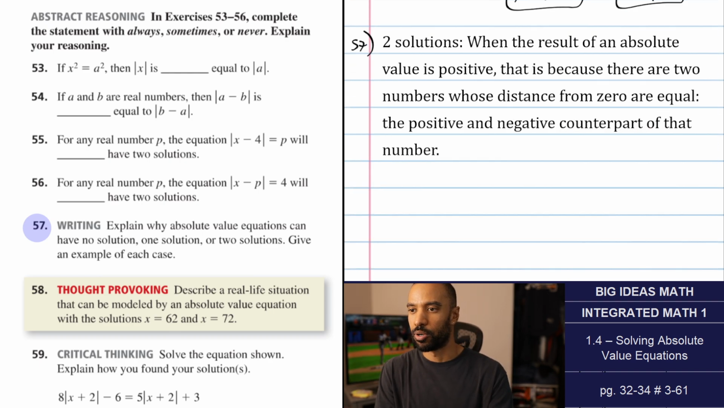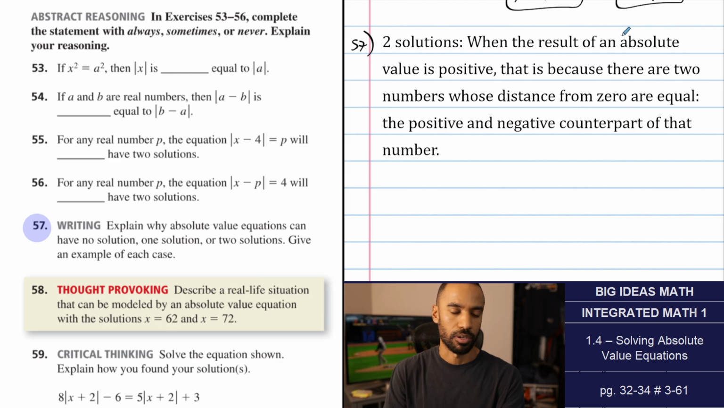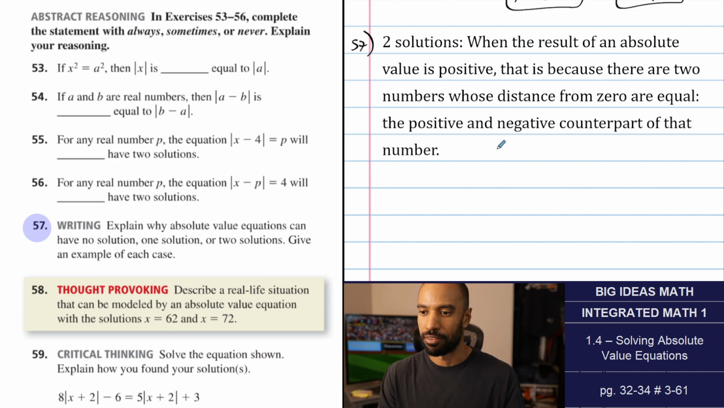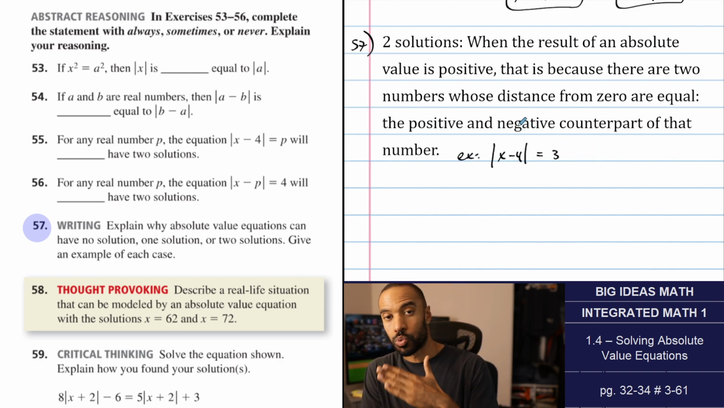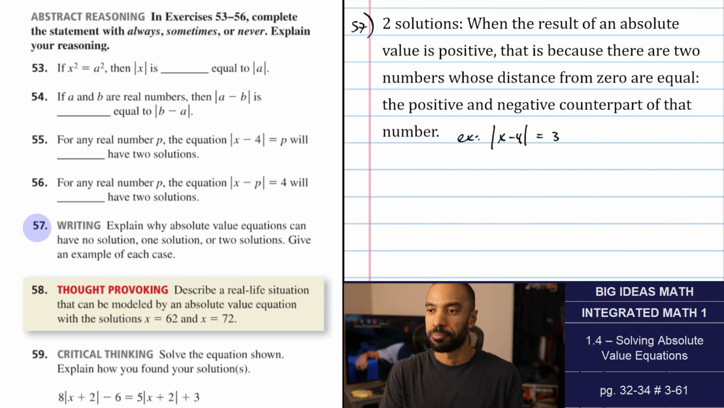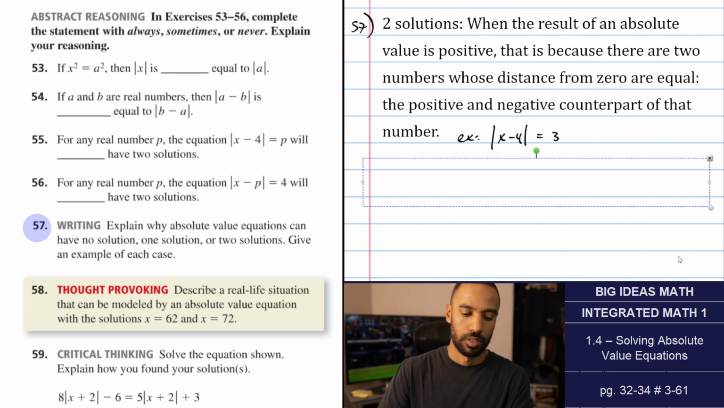So, for example, we've done so many of them, I don't really know what to say. So let's just make it kind of tight. Let's say the absolute value of x minus 4 equals 3, like that. That's an example. It either equals 3 or negative 3 inside there, right? Let's go to one solution.